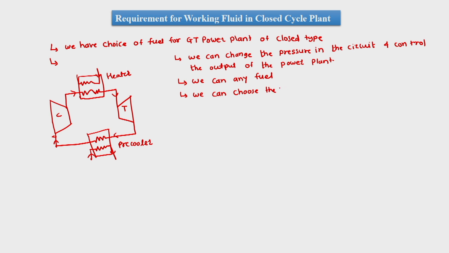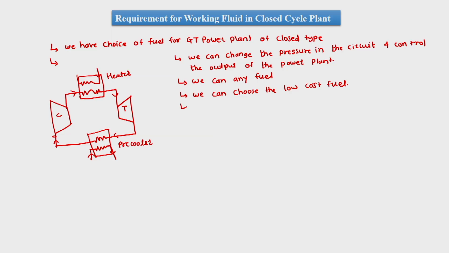Basically we can choose the fuel which is a low cost fuel, and this low cost fuel, upon getting combusted, would generate gases which are not going to get involved in the expansion process of the turbine, and hence turbine erosion is not going to happen. So we can have this choice.